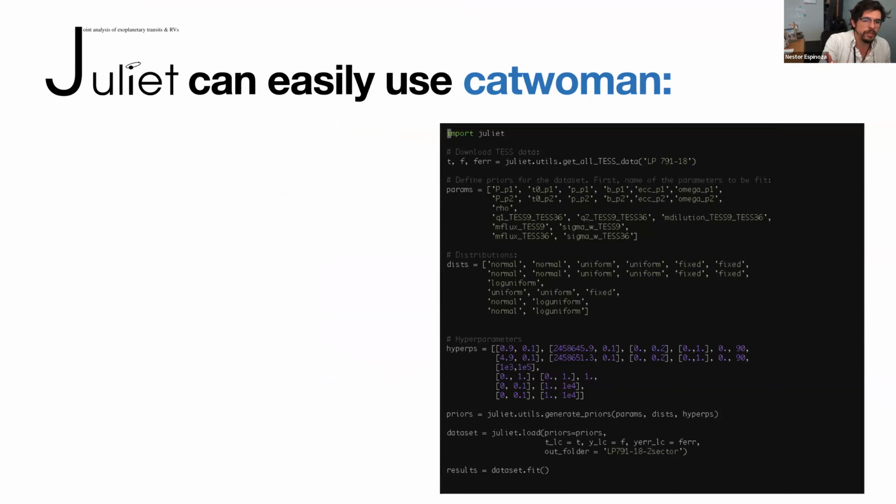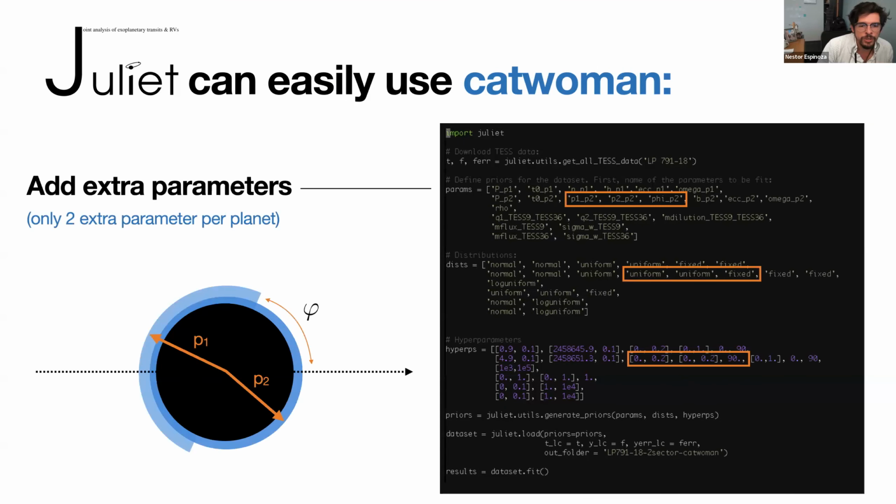This was the model that I was just showing you before for the LP791 system. To implement Catwoman, you simply add two extra parameters: the size of these semicircles and the angle between the semicircles, because the planetary axis might be rotated with respect to the line of motion. So you can add this, do it with your own data, and go crazy analyzing data with this.